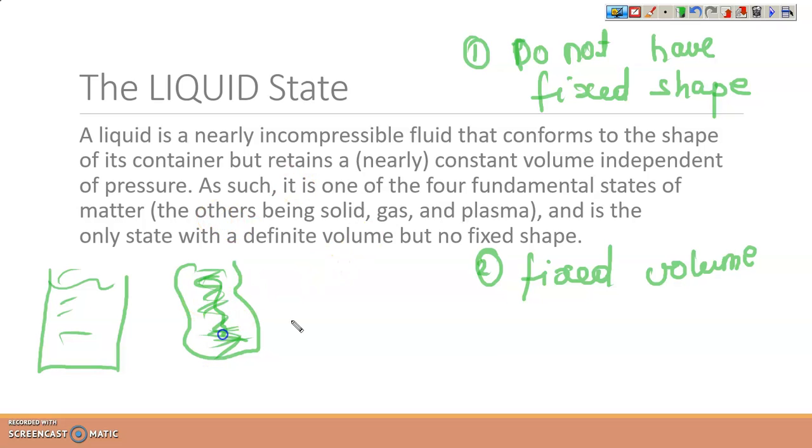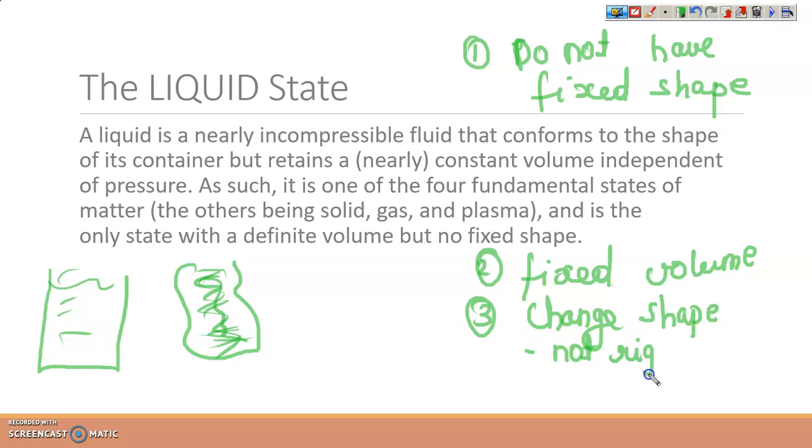Liquids flow and they can change shape. So the third point is that they change shape. If they change shape, from this point we can conclude that they are not rigid, but they are fluid. Not rigid but fluid.